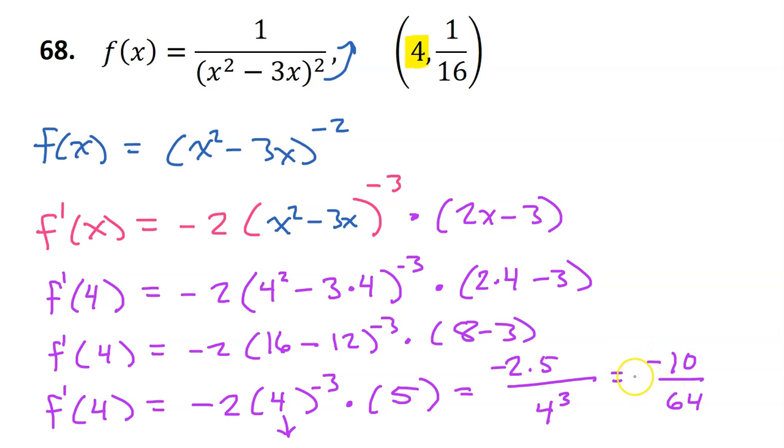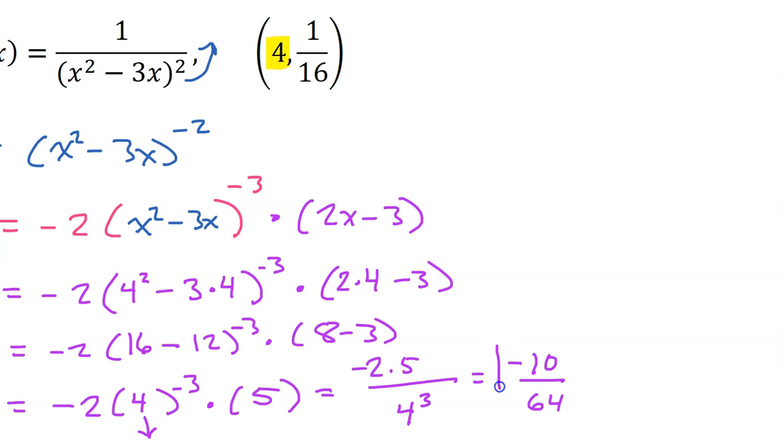So you could leave this as your answer. Nothing wrong with that. Or you could reduce this. So this would be negative 5 over 32.